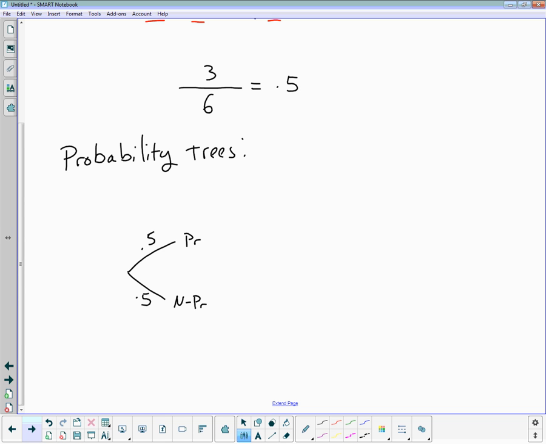Okay? Now I'm going to roll again. Now, if I'm going into this reality, this alternate universe, now I've rolled the die and I've landed a prime number. Great. Now I'm going to roll a die again, and it's still 1/2 for a prime. So the probability of rolling a prime 2 times is this path.